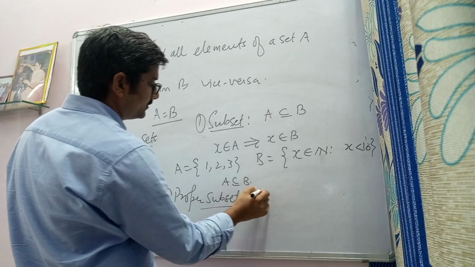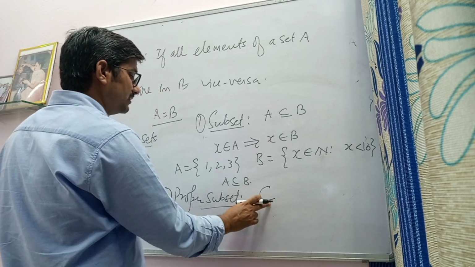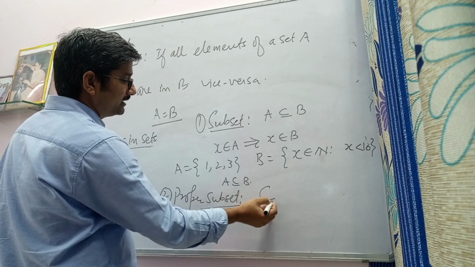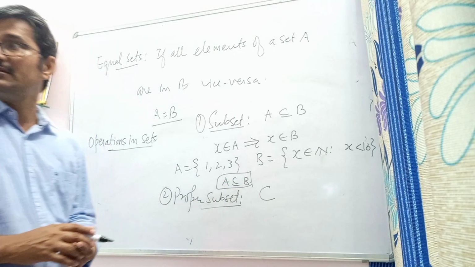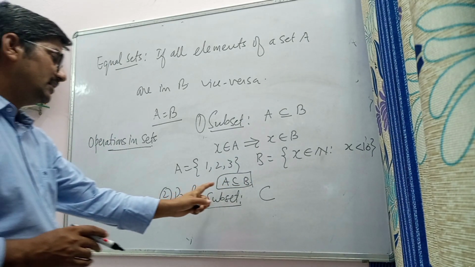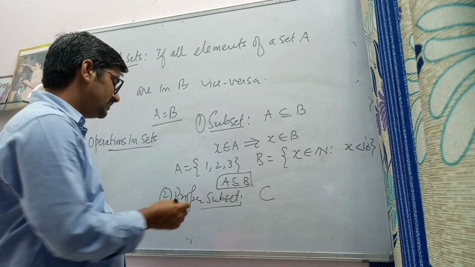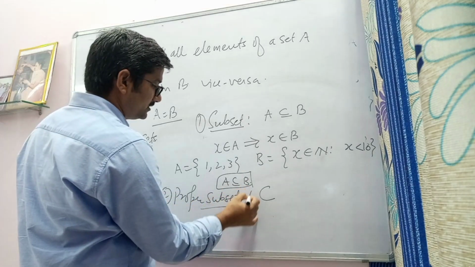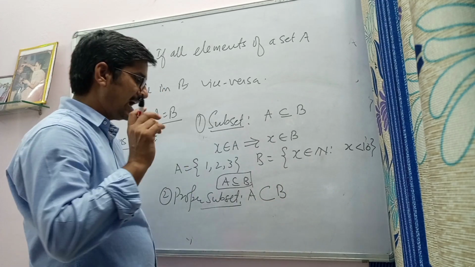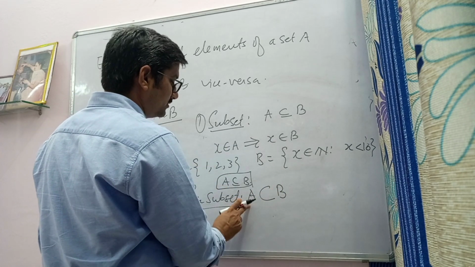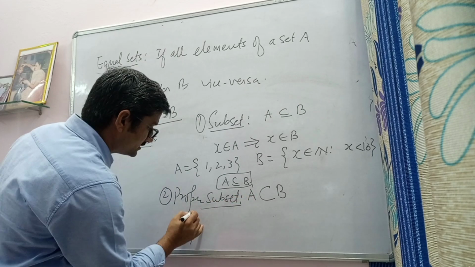So the notation for the proper subset is this one. We will not use equality here. In the case of a subset, it may be possible that A is equal to B, but in the case of a proper subset, suppose A is a proper subset of B, it means B has at least one element which is not in A.